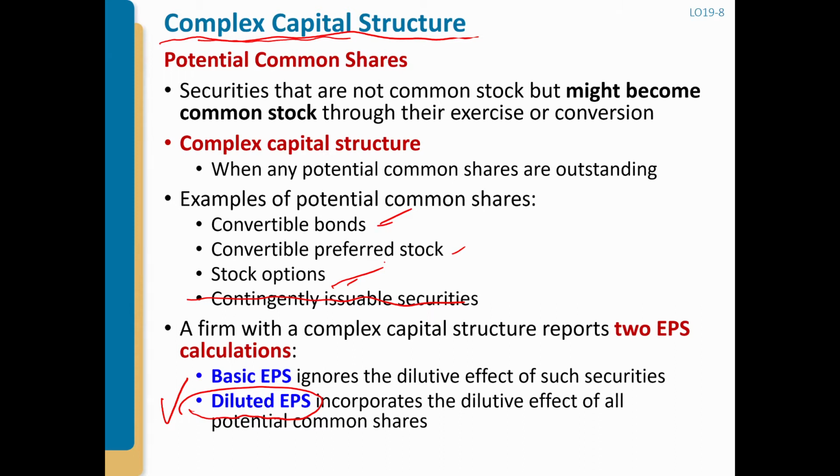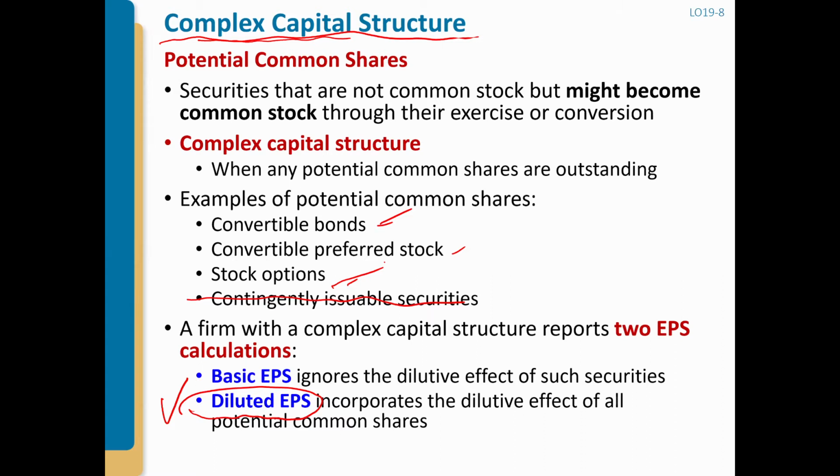So we call that diluted earnings per share. But remember, those shares are not real. It's just our imagination. What if those convertible bonds are converted into our common stock? What if those stock option holders exercise their stock options? It's just what if. It's just our imagination.